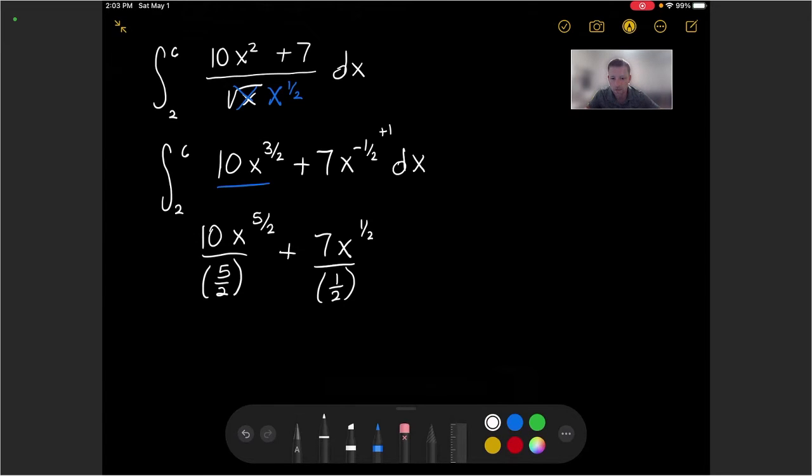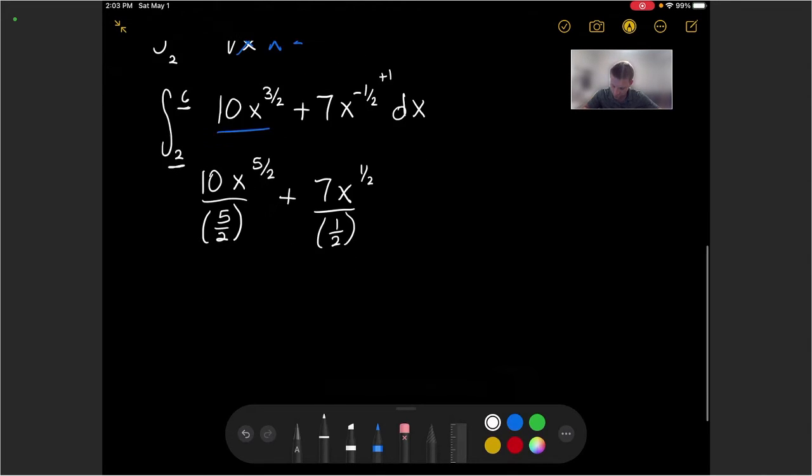And I'm going to hold off. I'm not going to write the plus C because I know I'm going to be evaluating in my next step. So I have my antiderivative ready, and I'm going to want to evaluate this at the points 2 and 6. First, it might be helpful to reduce this down a little bit, clean it up.